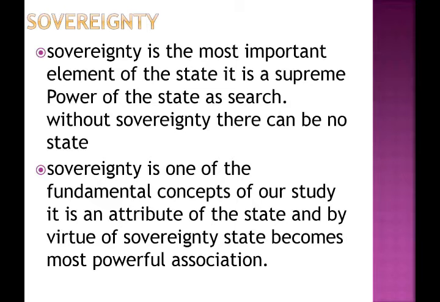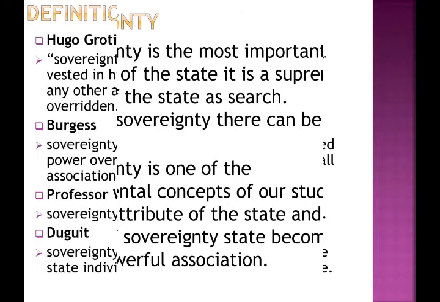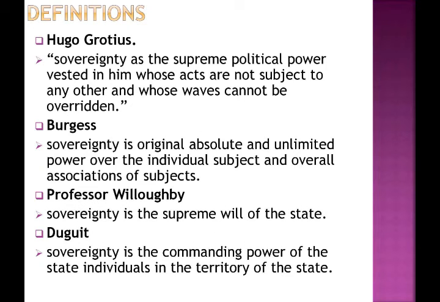That means it is the characteristic feature of the state. By virtue of sovereignty, the state becomes the most powerful association. Already we know that the state is the association of associations, or the highest association of all associations. So the state becomes more powerful with the help of sovereignty, or we can say that sovereignty vests the supreme power in the hands of the state. That has been defined by different political thinkers.